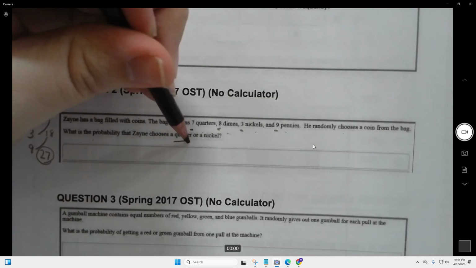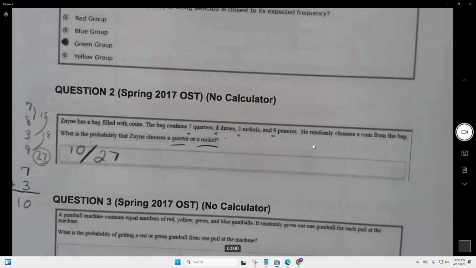We need the probability that he'll choose a quarter or a nickel. There are 7 quarters. There are 3 nickels. 7 plus 3 is 10. So his odds of pulling a quarter or a nickel are 10 out of 27. There are 10 coins he can pull out of 27 possible options.